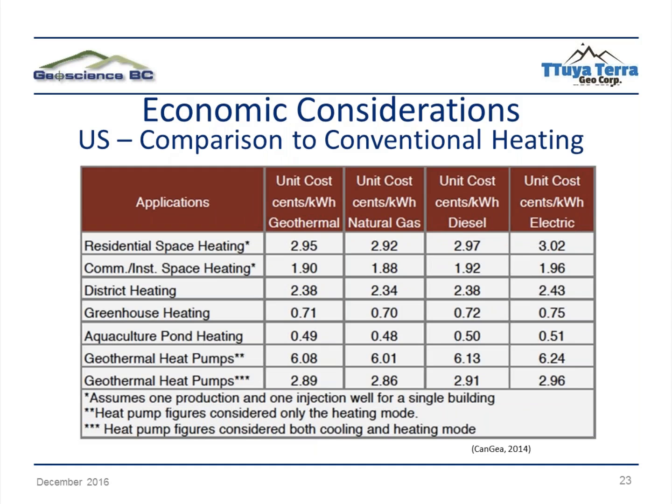And these charts are examples from the United States, and so here we are comparing direct use to conventional heating. So as we compare geothermal costs for heating different end-use applications, what would conversely be the cost if you were using natural gas or diesel or electricity to provide heat?